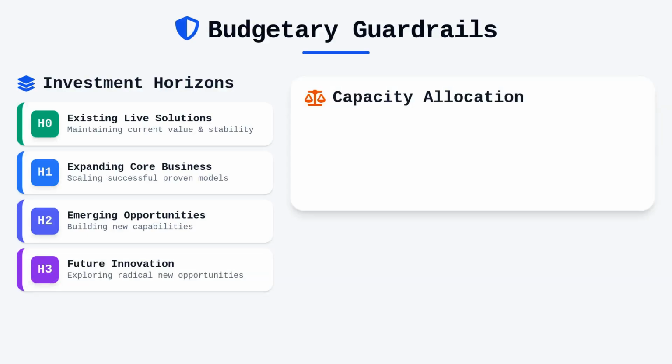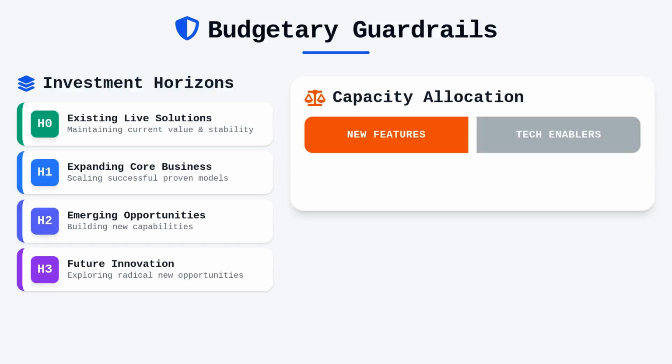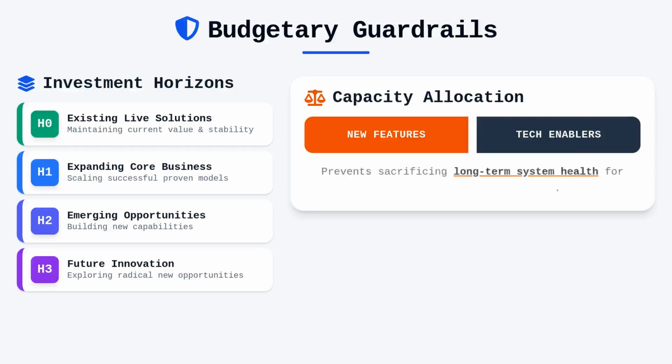while neglecting future innovation. Another critical guardrail is capacity allocation, which dictates how much of the team's bandwidth should be dedicated to new features versus technical enablers. This ensures that long-term system health is not sacrificed for short-term feature delivery.